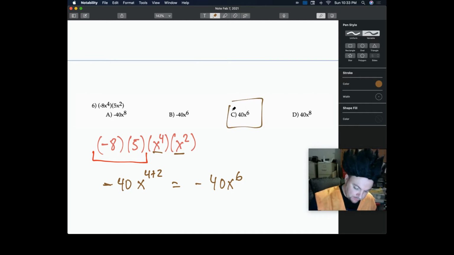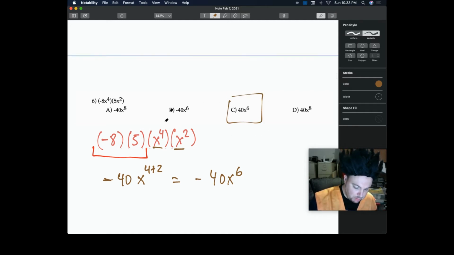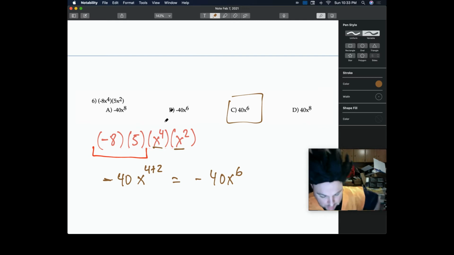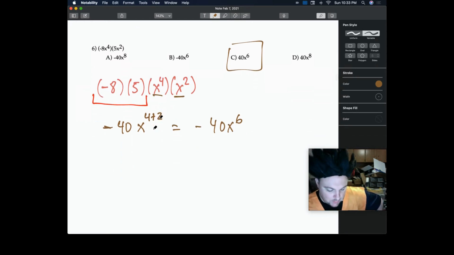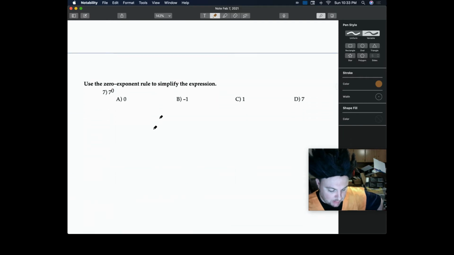As easy as that. So as long as you keep your rule straight, you should be fine. I encourage you not to memorize, but just think about it. If you forget the rules, what does x to the 4th mean? It means you have 4 x's. What does x squared mean? It means you have 2. Put them together, what do you have? You have a total of 6 x's. What's negative 8 times 5? It's negative 40. If you just think about what the rules are, this is not too bad.